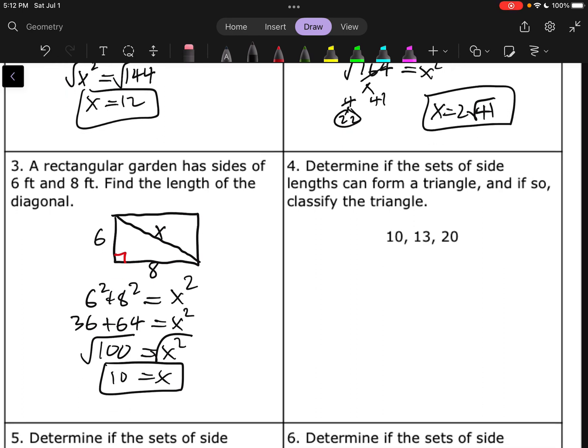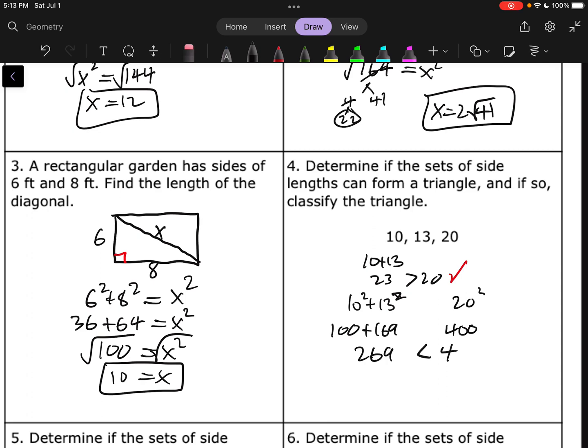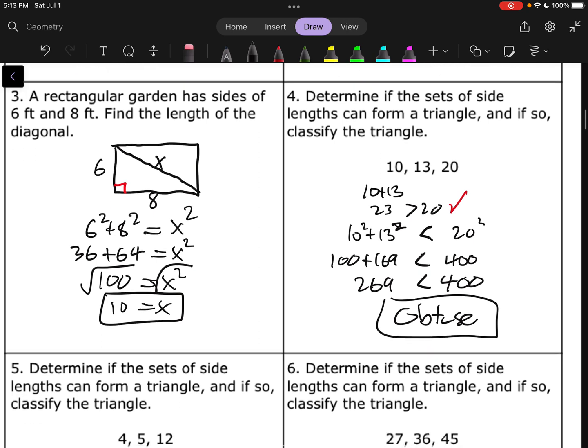Determine if the sets of side lengths can form a triangle, and if so, classify the triangle. Okay, 10 plus 13 is 23. 23 is greater than 20, so it is a triangle. Now we'll do 10 squared plus 13 squared. Compare that to 20 squared. It's 100 plus 169. 20 squared is 400. So that's 269. That is less than 400. So if a squared plus b squared is less than c squared, then that is an obtuse triangle.